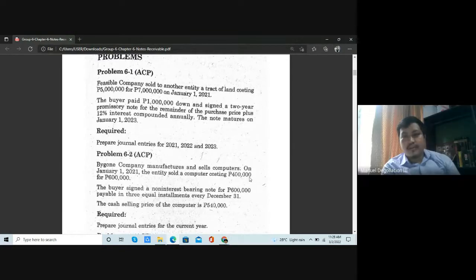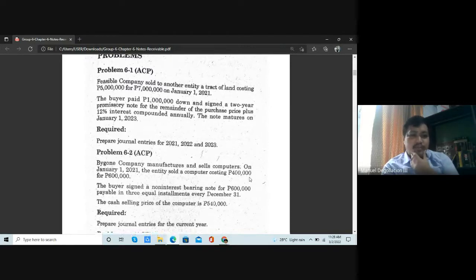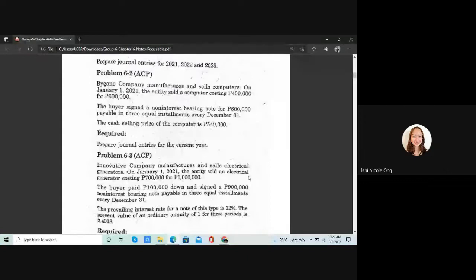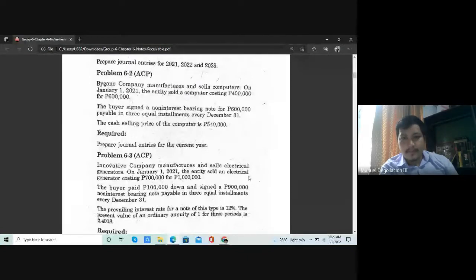Okay. So that's correct. The problem 6-2 involves a non-interest bearing note. And the transaction here is still a sales transaction. We sold the computer on January 1, 2021. And what would be the entry on this date? 29. January 1, 2021, sir, no? Yeah.